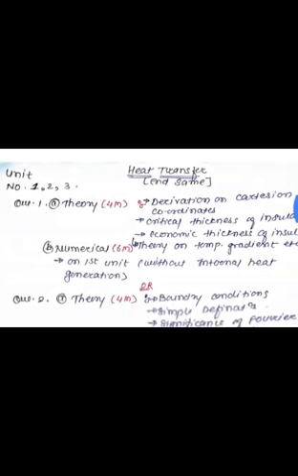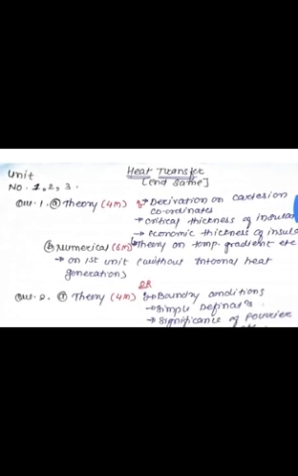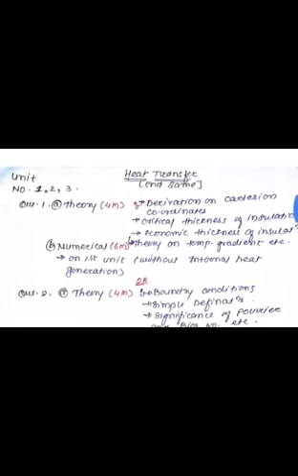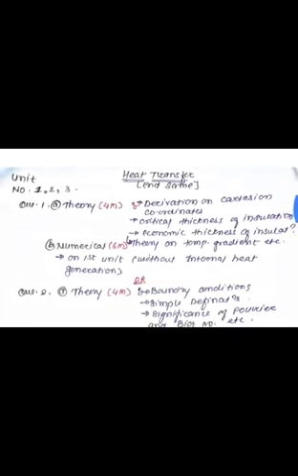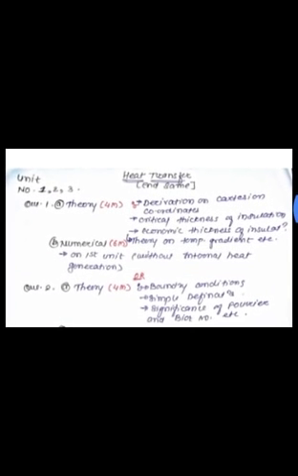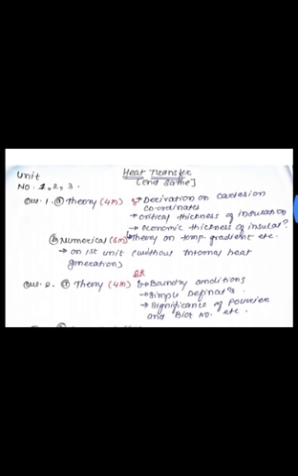And in question number 1A, one numerical for 6 marks. Basically, this numerical on the first unit means without internal heat generation. In some exams, the numerical came on a wall. But in our End-Sem exam, the numerical will be on a sphere or a cylinder. So this numerical is on the first unit, that is, without internal heat generation.